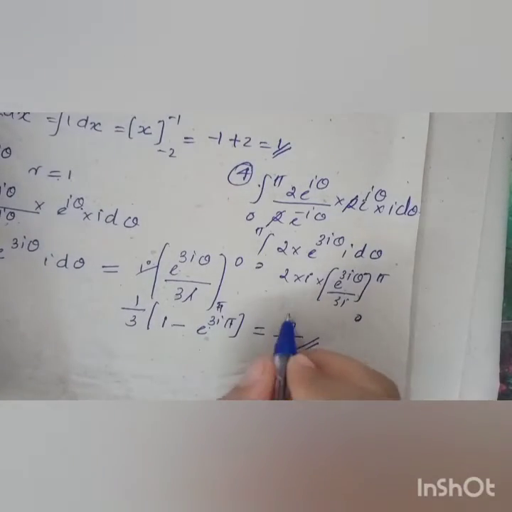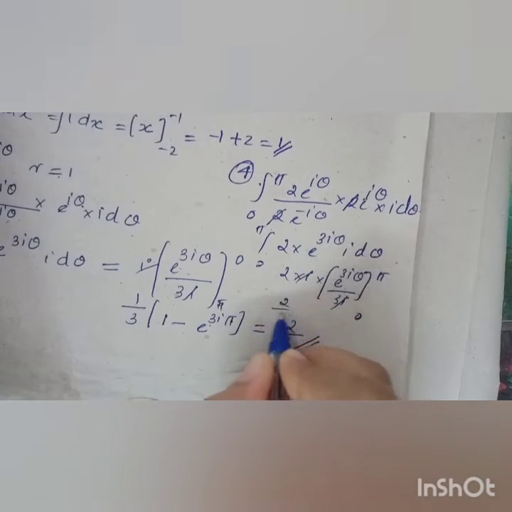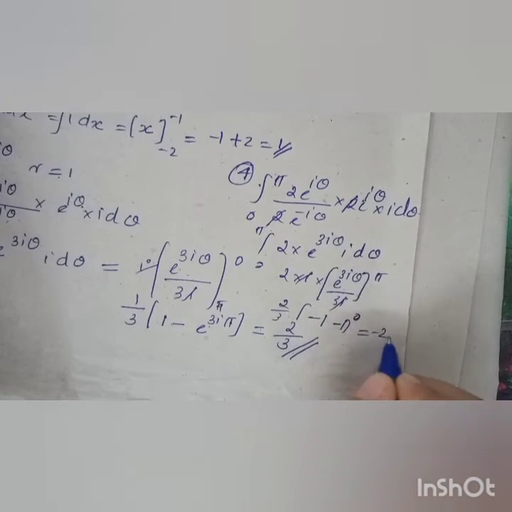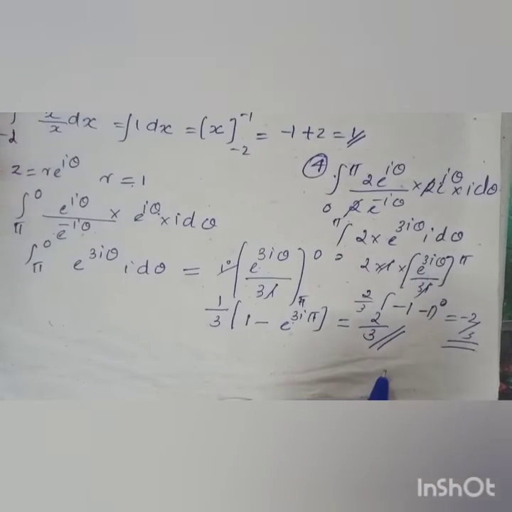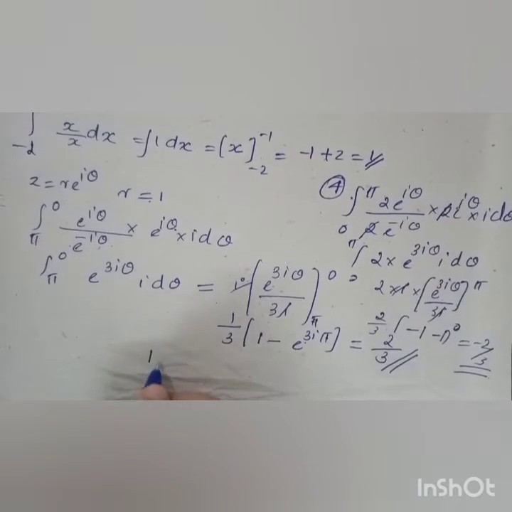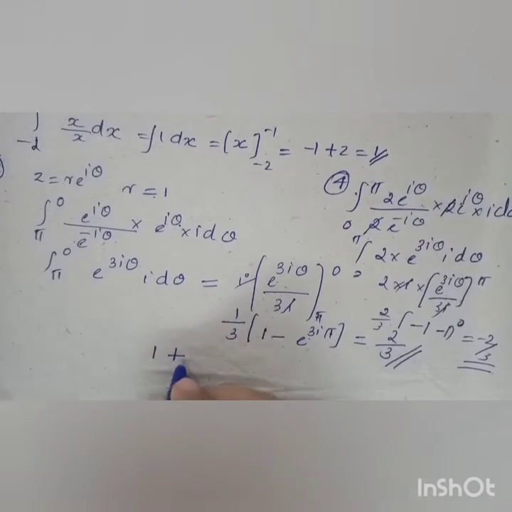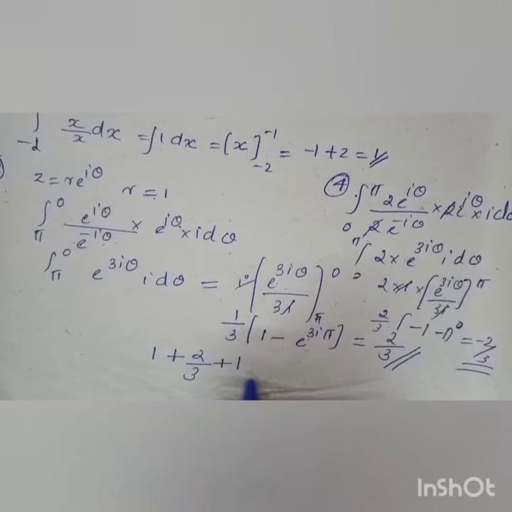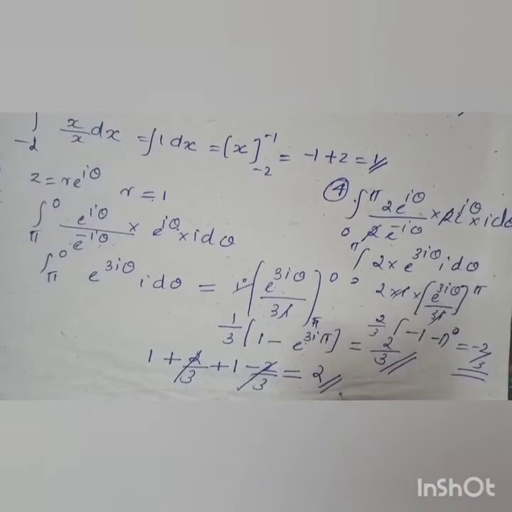So we got from here, i cancels, 2 by 3, that is e raised to 3i pi, that is minus 1, minus 1, so minus 2 by 3. So after integration we got from the first line, that is 1, plus the second curve, that is 2 by 3, and also there is 1 and minus 2 by 3. So after that we got 2 after integration.